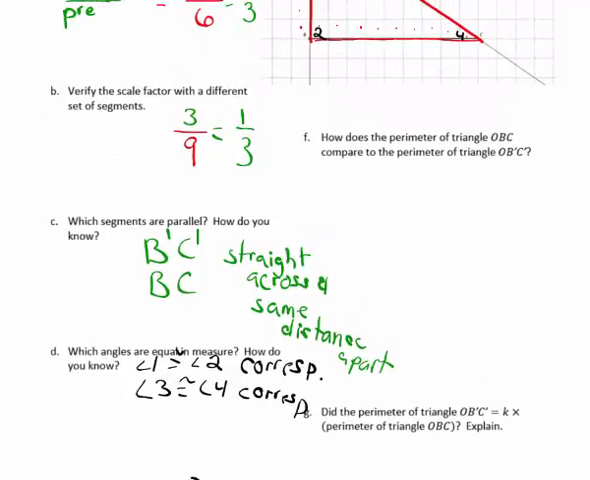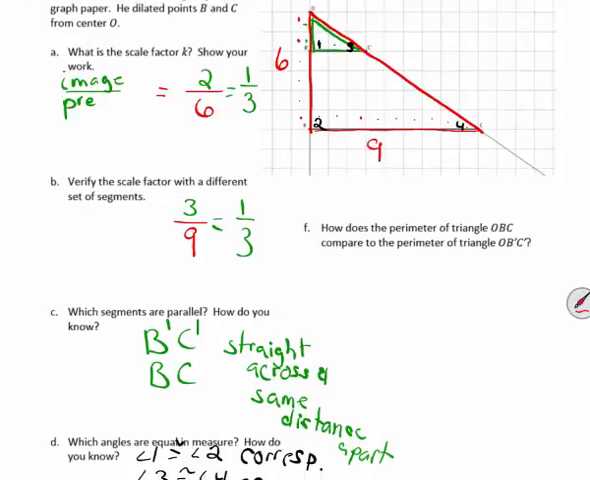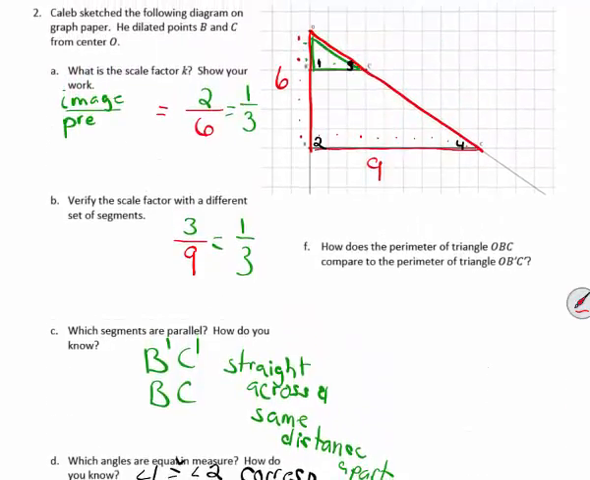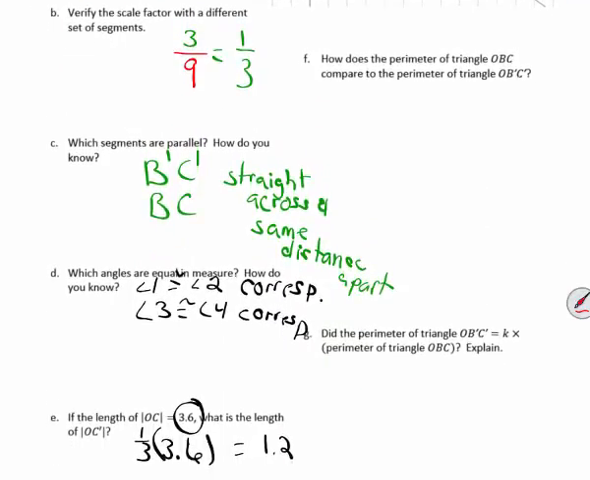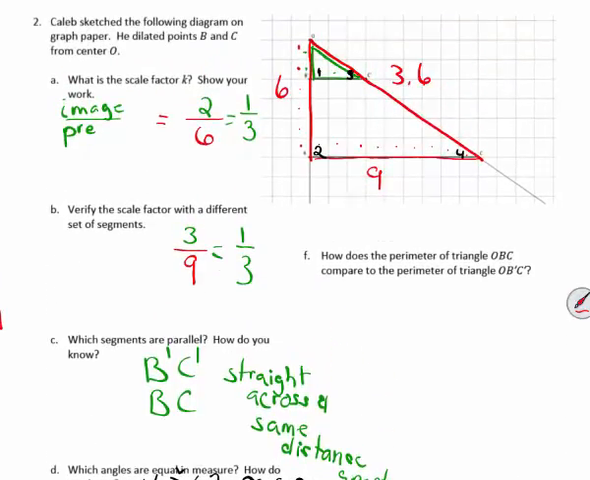All right, how does the perimeter of triangle OBC compare to the perimeter of triangle O prime, B prime, and C prime? Well, now that I know all my numbers, let's do the big triangle first. So we know that this one was 6, this one was 9, and it doesn't really make sense given the numbers that we have, but that's okay. We'll use them anyway. And this one was 3.6, right? So to find the perimeter, I have to add up the sides. So we're going to have 6 plus 9 plus 3.6, and if I do that correctly, I should get 18.6.